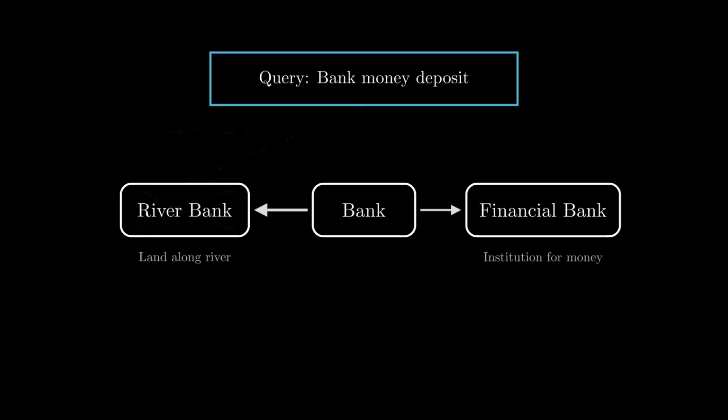Semantic search works differently. It ignores the ambiguous keyword overlap and focuses on the context. Money. It understands that money is semantically related to a financial institution. By matching these meanings, or vectors, it correctly routes the query to the financial bank, even if the exact keywords in the document were different. This ability to disambiguate based on context is the superpower of vector search.